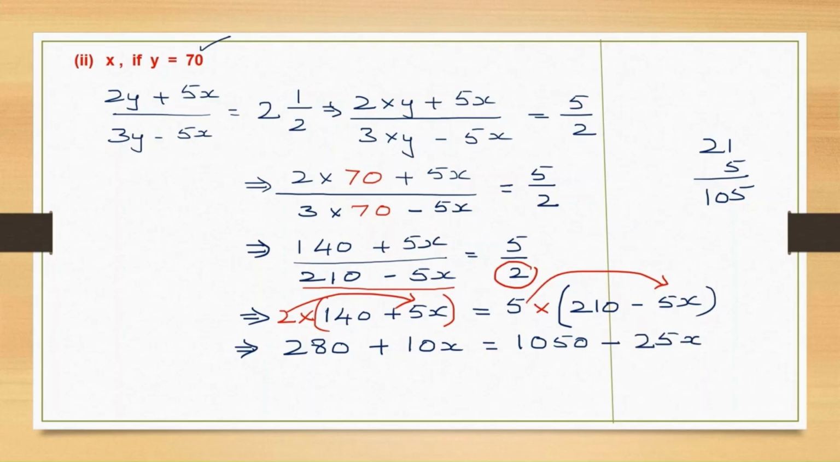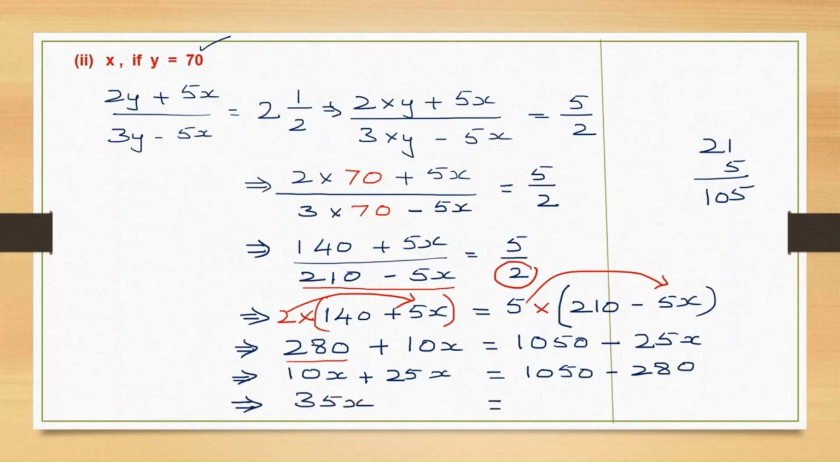Now as you can see, there is x on both the sides. So I'm going to bring it all to one side. I already have 10x here. 10x minus 25x. When it comes here, it becomes plus 25x. Here I have 1050. I'm going to transpose 280 to the other side. It becomes minus 280. 10x plus 25x is 35x. And what is 35x equal to?